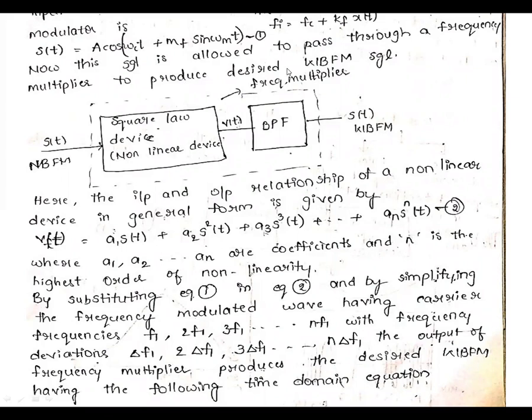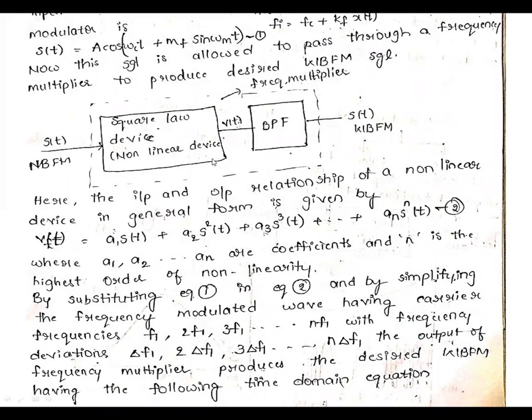Now this signal is allowed to pass through a frequency multiplier to produce the desired wideband effect. The signal Ac cos(omega c t) plus beta sin(omega m t), where beta is the modulation index, is given to the frequency multiplier, and the output is wideband FM. The frequency multiplier is nothing but a square law device, which is a non-linear device.